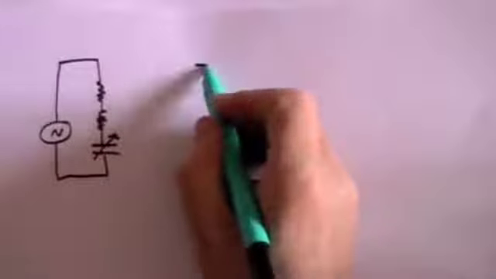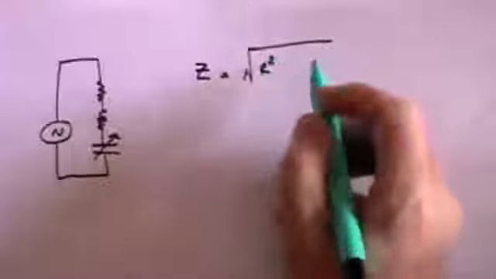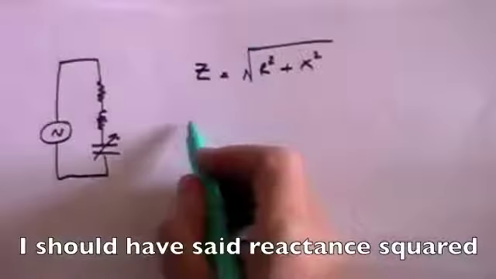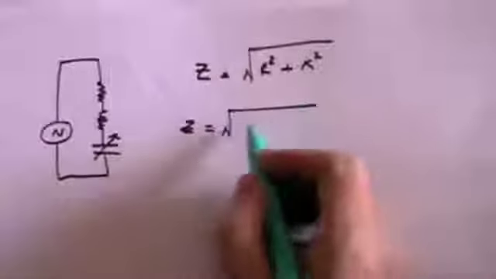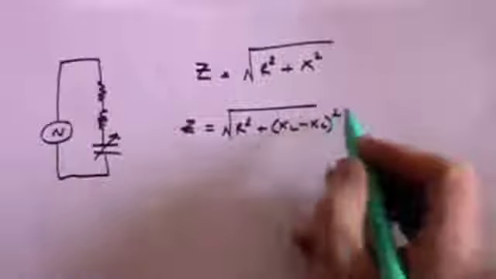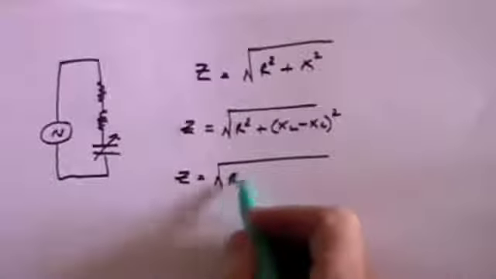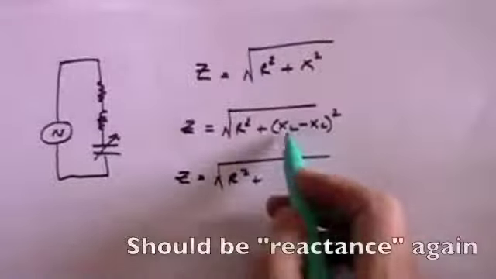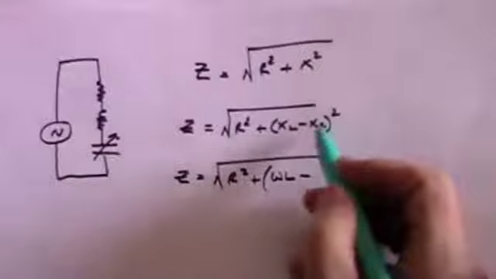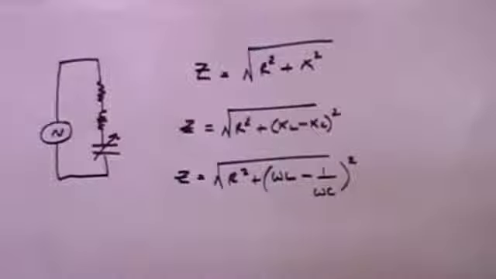So let's just remind ourselves that the total impedance of this circuit is going to be the square root of the resistance squared plus the reactance squared. And in that case, we've got that the total impedance is the square root of R squared plus (XL minus XC) all squared. And that is the square root of R squared plus, well, the reactance XL, as we've said, is omega L, minus the reactance XC, which is 1 over omega C, all squared.